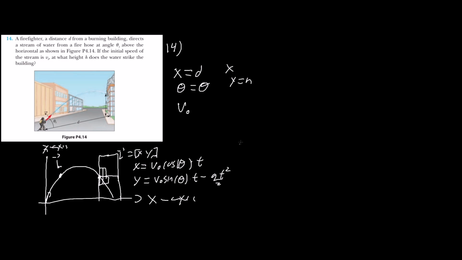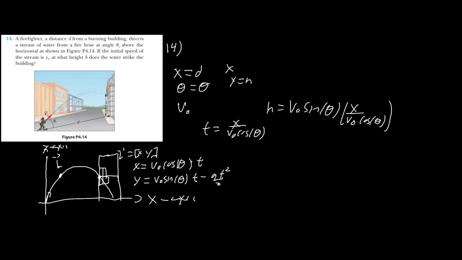solving for t here, which I'll do right here, which is going to be x over v naught cosine of theta. I know these videos kind of suck, folks, so forgive me for that. So y is going to be h, which is v naught sine of theta times x over v naught cosine of theta, minus g over 2 times x squared over v naught squared cosine squared theta. There you go, folks.